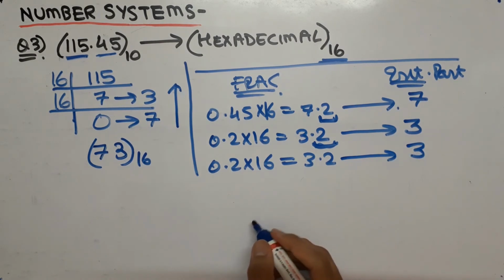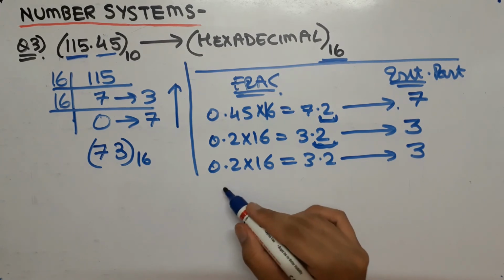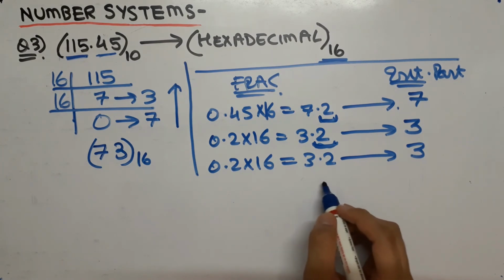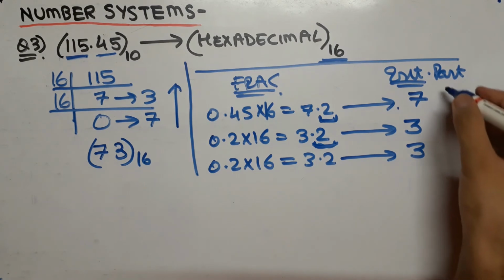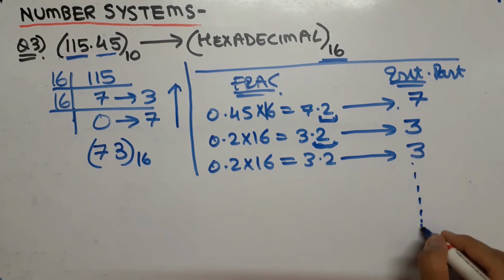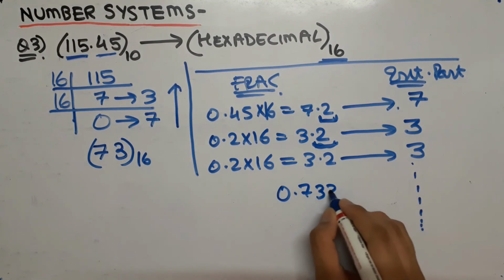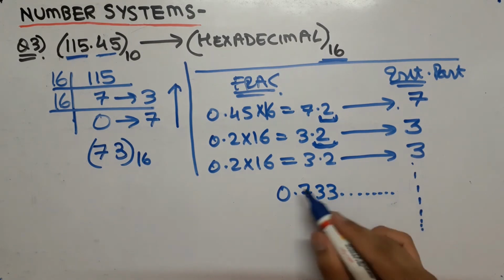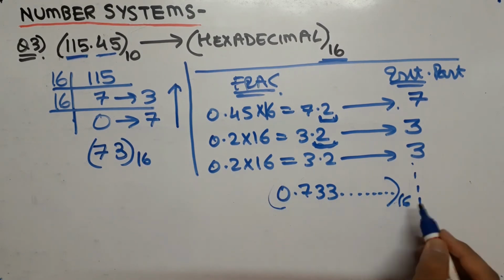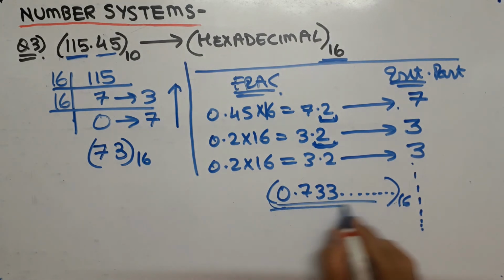Now guys, you will notice that this will continue to go on. That is, we will always get 0.2 over here and the answer will always come out to be 3.2. And similarly, we will keep on writing the integral part as 3, 3 and 3. That is, this will continue like this. So we will write our answer as 0.7, 3, 3 and so on with base 16. That is, now we have converted our fractional part into its hexadecimal form.